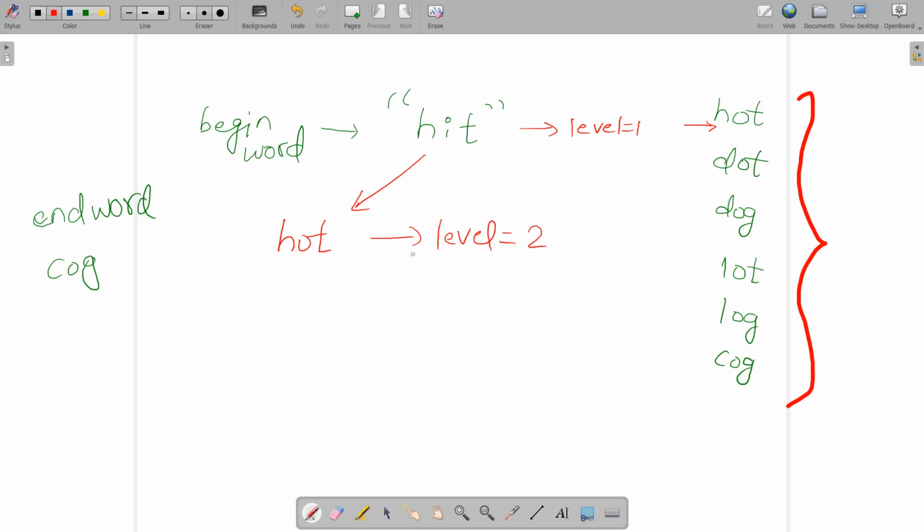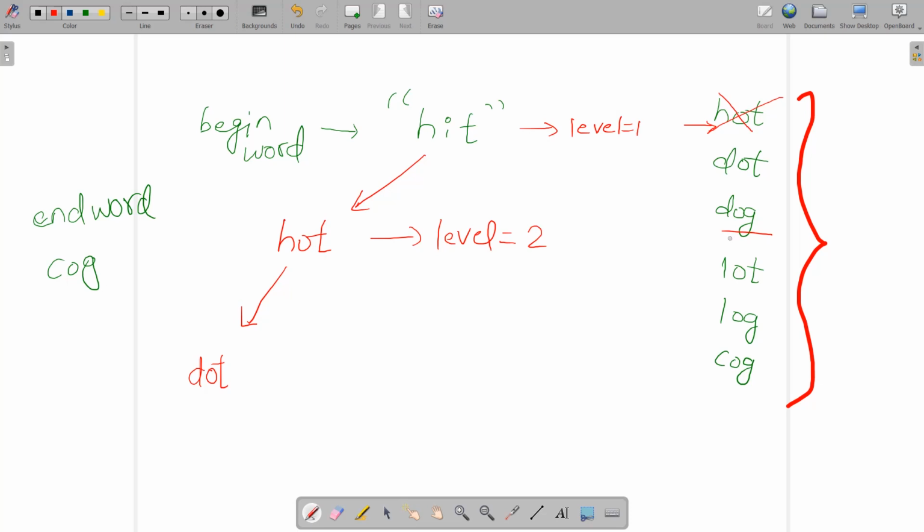So let's now check. You also need to keep track of the strings that are visited, so you cut down this one, hot is being used. Now from hot, let's check which strings we can move to for level equal to 3. Can we move to dot? Yes, the only character that differs is the first one, H and D, and the number of characters differing is 1. So we can move from hot to dot.